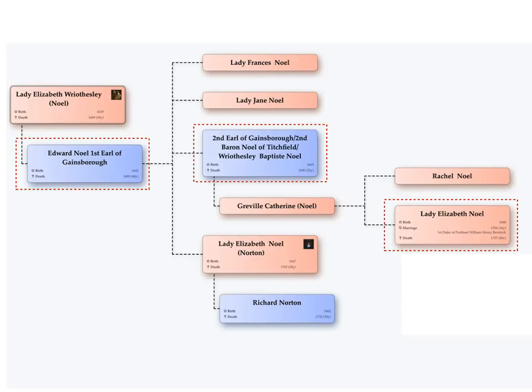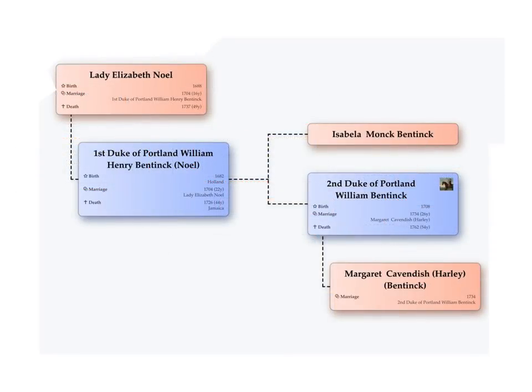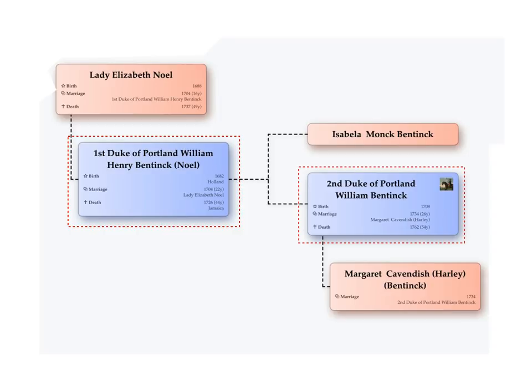And now for the interesting bit. Lady Elizabeth married Henry Bentinck, 1st Duke of Portland, in 1704, bringing with her the estate of Titchfield, resulting in his being Marquess of Titchfield. In 1708, William Bentinck was born, who later became the 2nd Duke of Portland and Marquess of Titchfield. His wife was Margaret Cavendish Harley. It is someone we've met before. This was the joining of some very influential and indeed rich families.